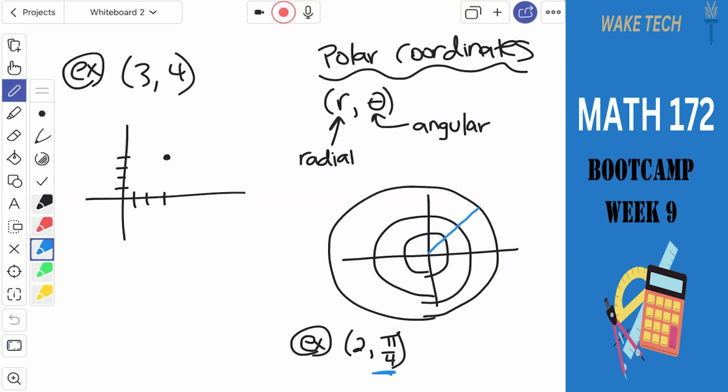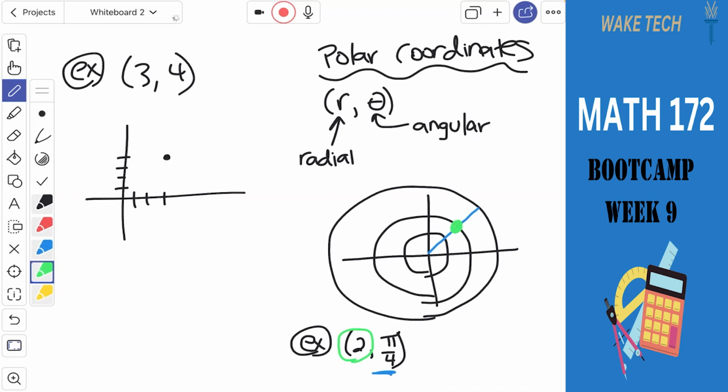But remember, pi over 4 is 45 degrees into quadrant 1. And what we do is travel along that angle 2 rings from the center, from the origin. So the point in polar coordinates, the point (2, pi over 4) is at the green point that I've just plotted there.